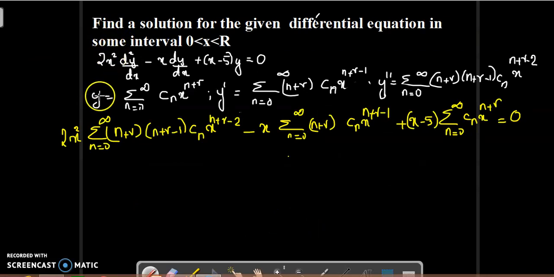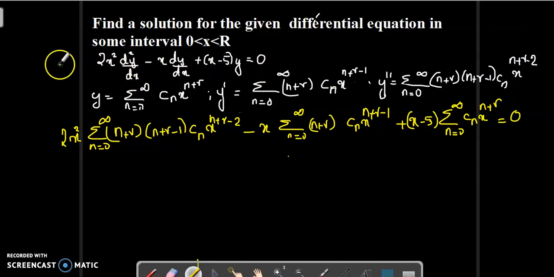I have substituted for y the series sigma n equal to 0 to infinity cn x raised to n plus r. Now my y dash will be sigma n equal to 0 to infinity (n plus r) cn x raised to n plus r minus 1. And my y double dash gives the summation sigma n equal to 0 to infinity (n plus r)(n plus r minus 1) cn x raised to n plus r minus 2. Now I have substituted all these values into our equation.